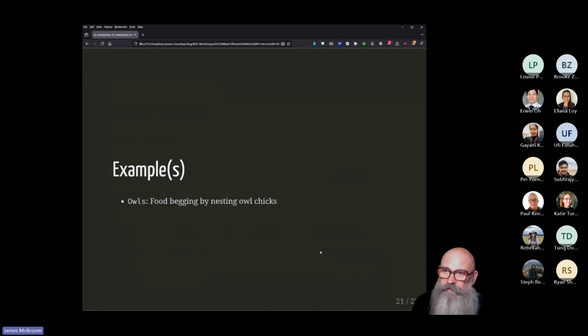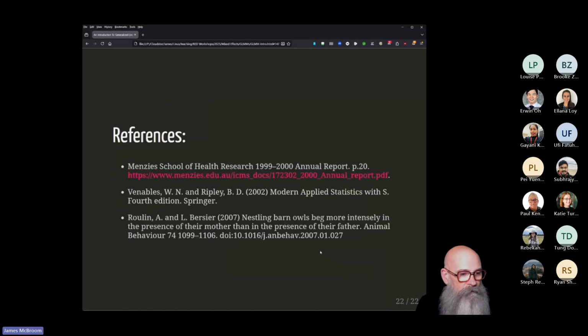Okay, so the owls data set's fairly well known in this sort of part of the statistical literature. Essentially, it's the food begging behavior of nesting owl chicks, whether there's an increase in it when the father's feeding them, when the mother's feeding them, is it related to the number of chicks in the nest, etc. Okay, so that's the data. If you want references, they're at the end for this stuff. But the Menzies School of Health Research annual report, that's for the bacteria data that we won't be analysing. And you can find that in Venables and Ripley if you wish in the MASS library.